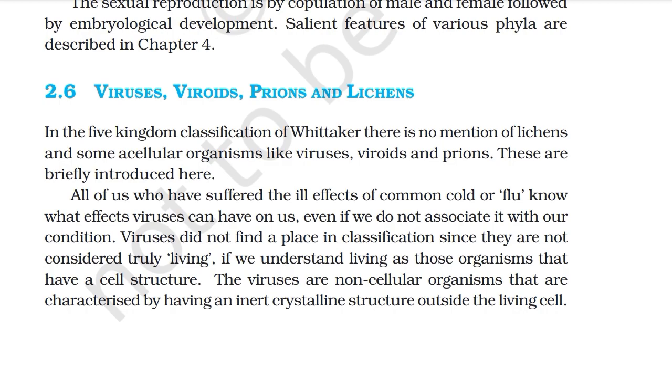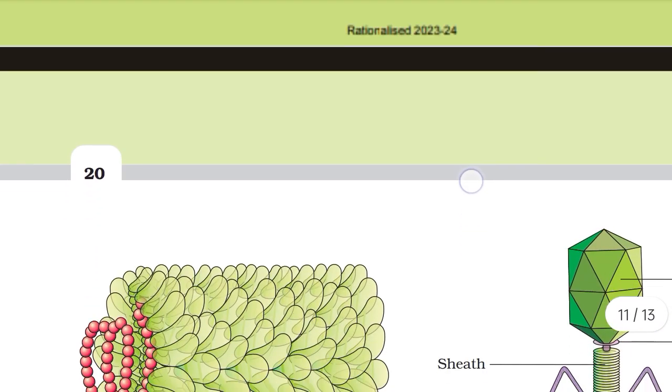Viruses did not find a place in classification since they are not considered truly living. If we understand living as those organisms that have a cell structure, viruses are non-cellular organisms that are characterized by having an inert crystalline structure outside the living cell.